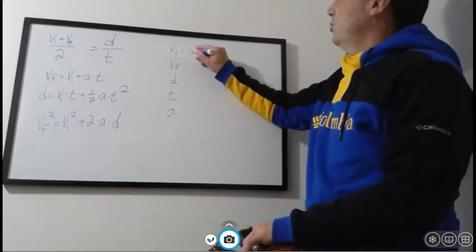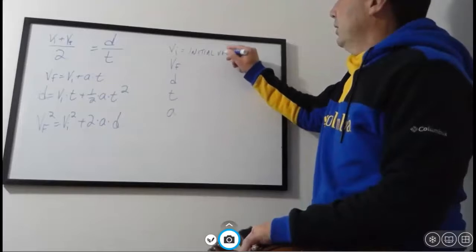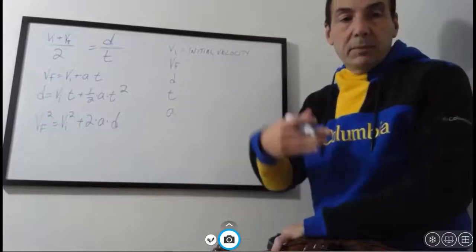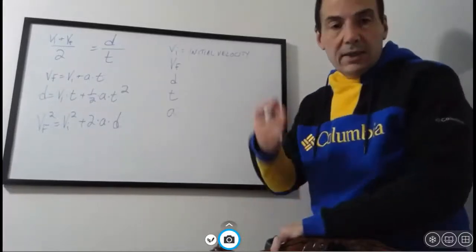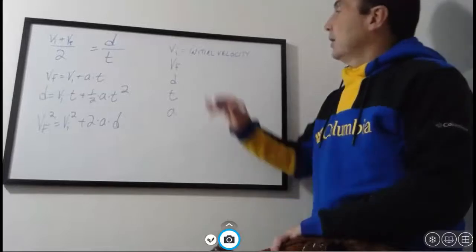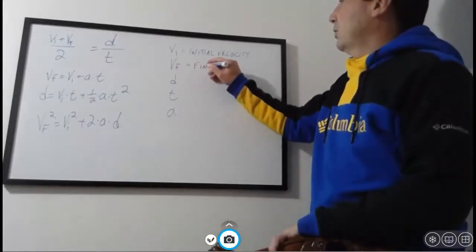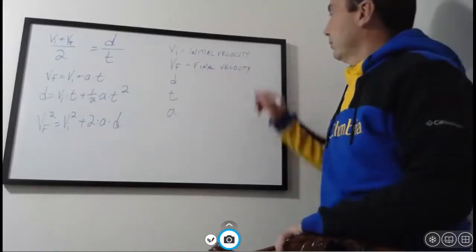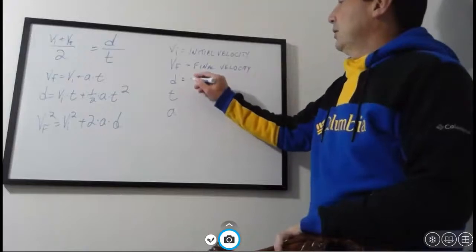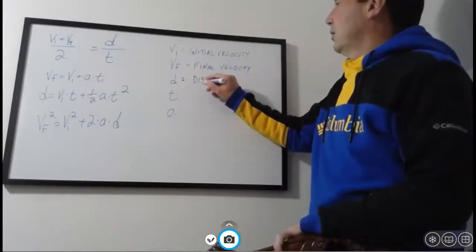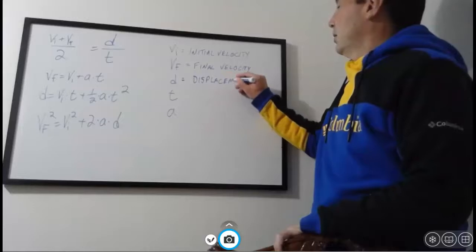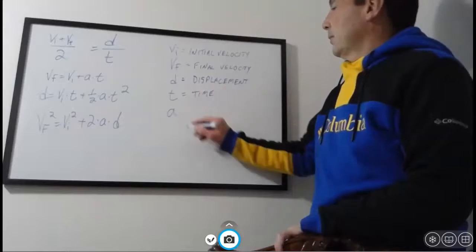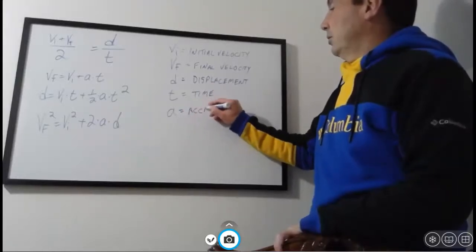Vi stands for the initial velocity. Okay? Meaning at the start, whatever it says at the beginning of the problem, at the beginning of the scenario, at the very start, how fast is it going? Okay? Vf means final velocity. So that's what's going on at the end of the situation, the problem, the example. D represents displacement. T represents the time. And A represents the acceleration.